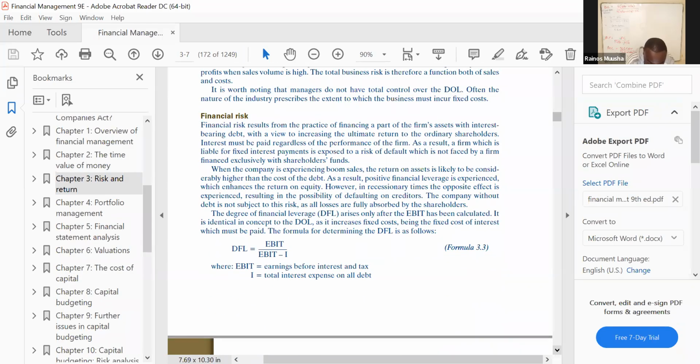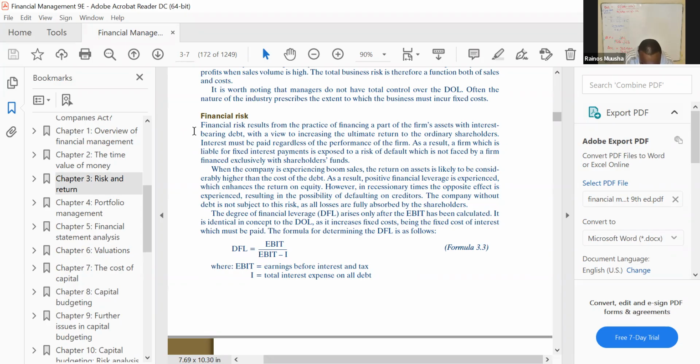Next, we're going to look at financial risk. In the first paragraph, they say financial risk results from the practice of financing a part of the firm's assets with interest-bearing debt with a view to increasing the ultimate return to the ordinary shareholders. Interest must be paid regardless of the performance of the firm. As a result, a firm which is liable for fixed interest payments is exposed to a risk of default, which is not faced by a firm financed exclusively with shareholders' funds.